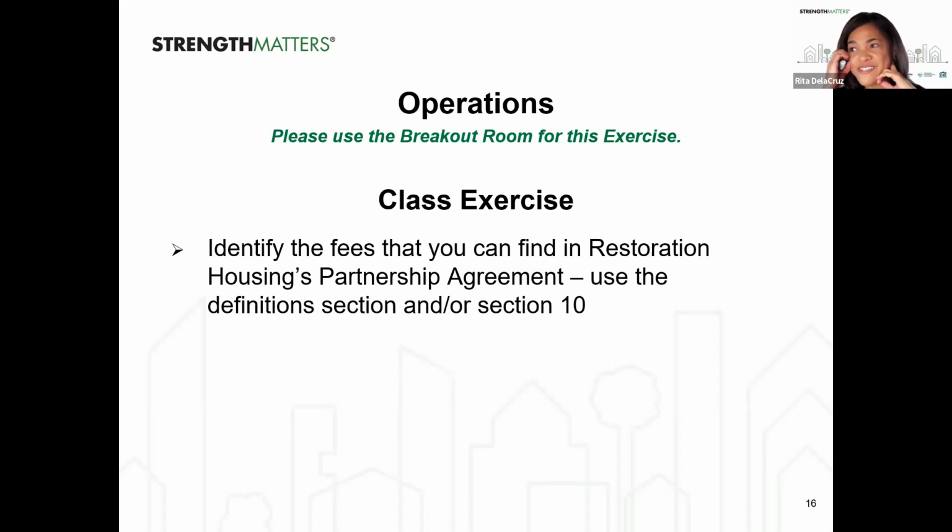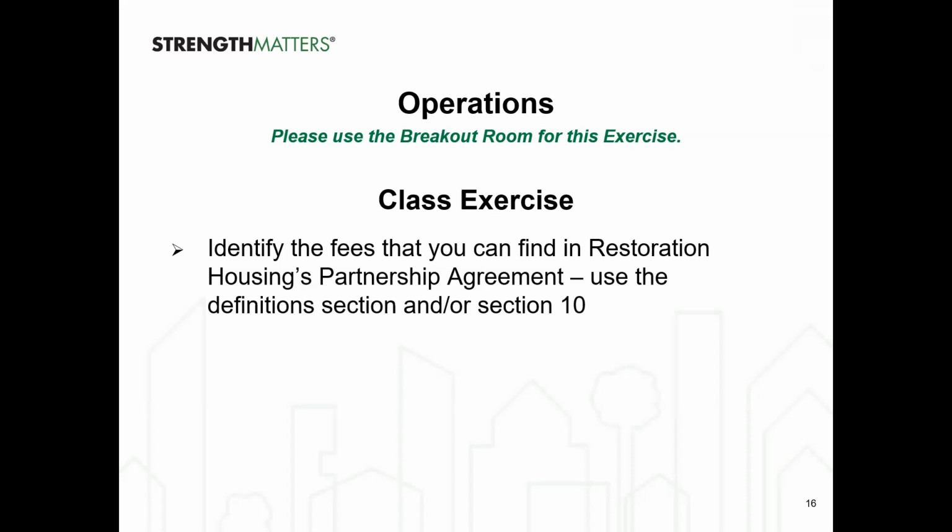Okay, we're gonna have a class exercise. We're gonna go to the breakout room for this exercise. And so you will try to identify the fees that you can find in our sample deal, Restoration Housing. And please have the partnership agreement ready, especially the definition section and/or section 10, which is the distribution. You may also, because you have handout 17, look at the financial statements, because that also has a certain note that talks about the fees for this project.